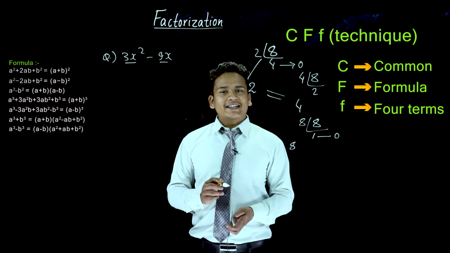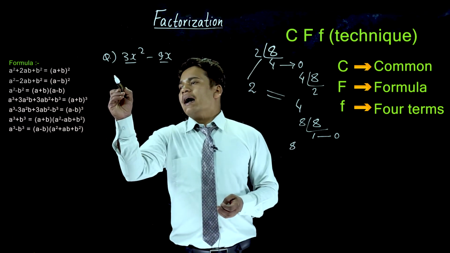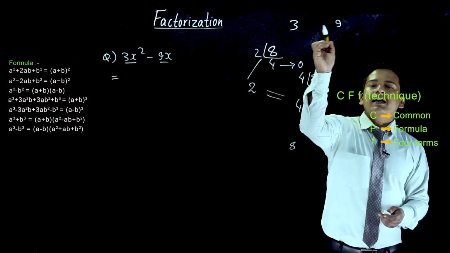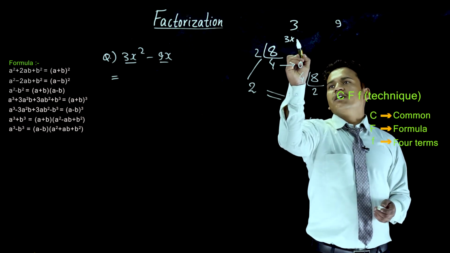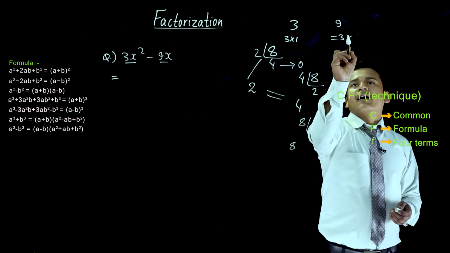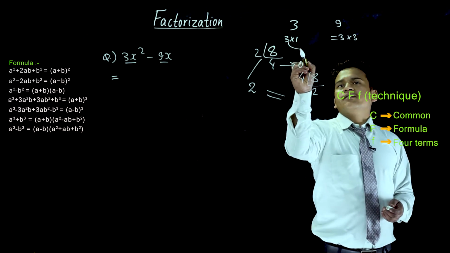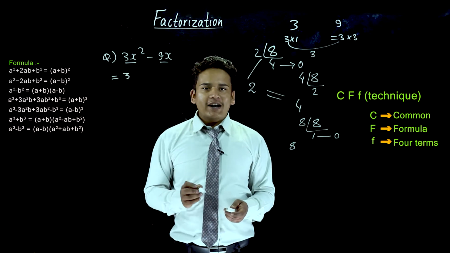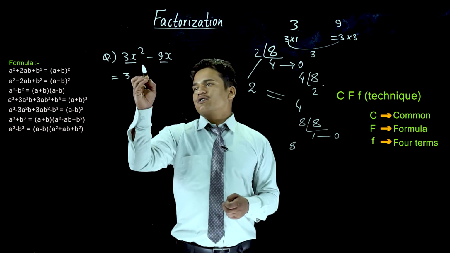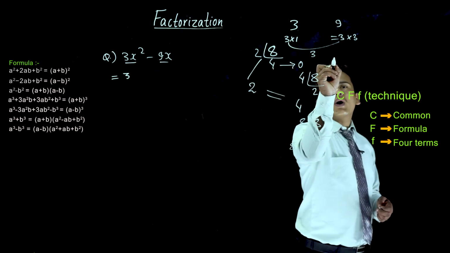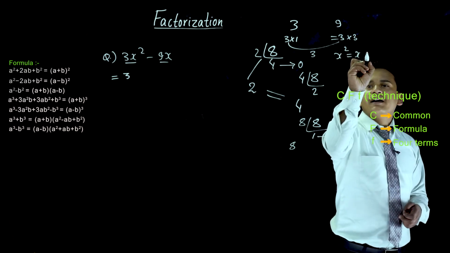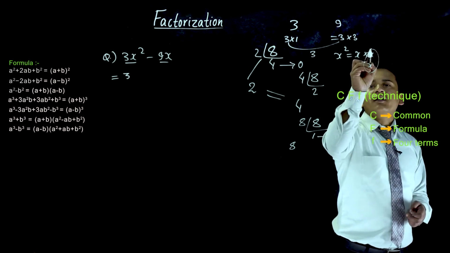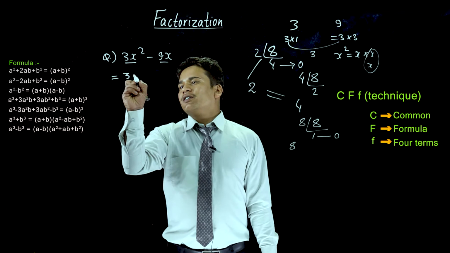What does C say? It says take common. Let's have a look at the constant numbers first. The constant numbers are 3 and 9. Let's take out the factors first. 3 into 1 is 3 and 3 3s are 9, isn't it? So the only common factor that matches is 3. We can take the common factor as 3 for constant numbers only. Now let's check the variables. The variables are x square and x. X square means x times x, isn't it? And we have only one x. So what is the common factor there? X only. So the common factor we can take here is 3x.